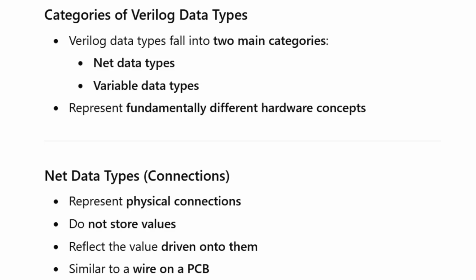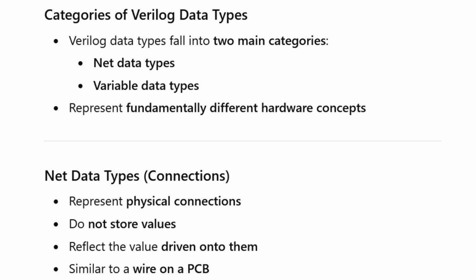A net represents a physical connection between hardware components. It does not store a value. Instead, it reflects the value being driven onto it by some source. Think of a net as a wire on a PCB. The wire itself does not generate a value, it simply carries whatever is driven onto it.